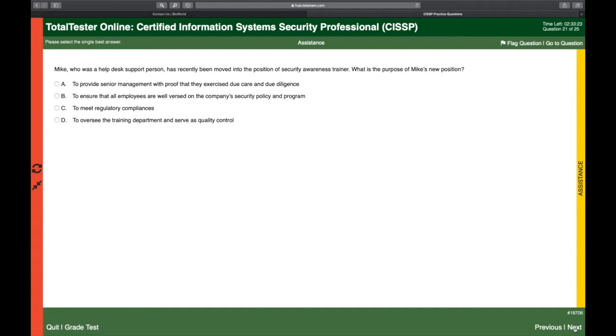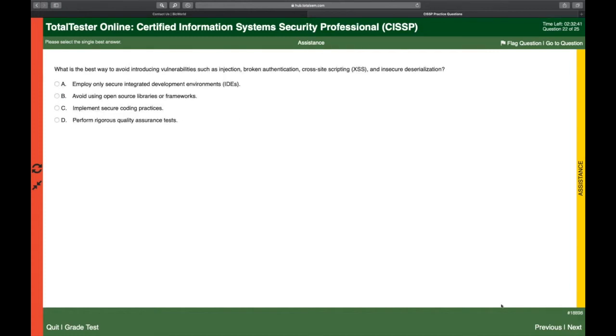All right, number 21. Mike, who was a help desk support person, has recently been moved into the position of security awareness trainer. What is the purpose of Mike's new position? What is the purpose of security awareness training? Ready. All right, go for it. I would say Bravo. I agree. Anyone else? I concur. To ensure that all employees are well versed on the company's security policy and program.